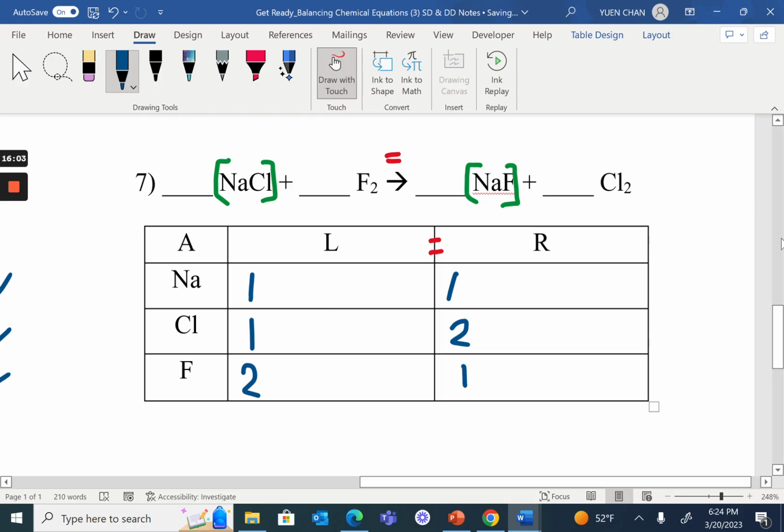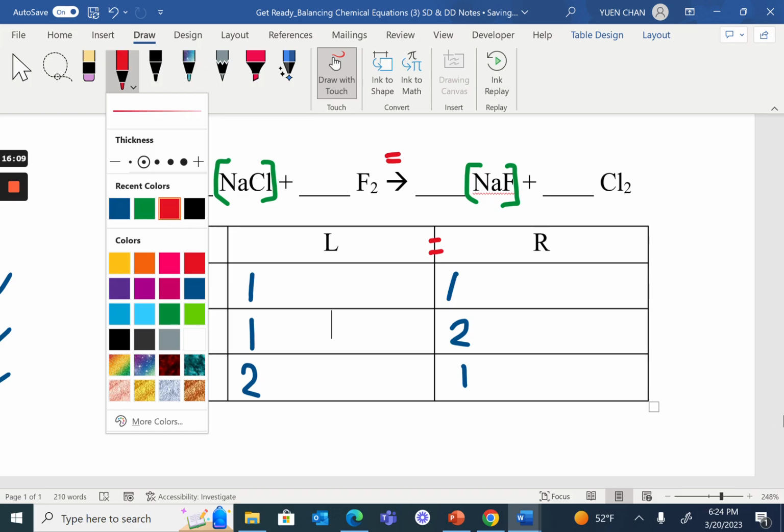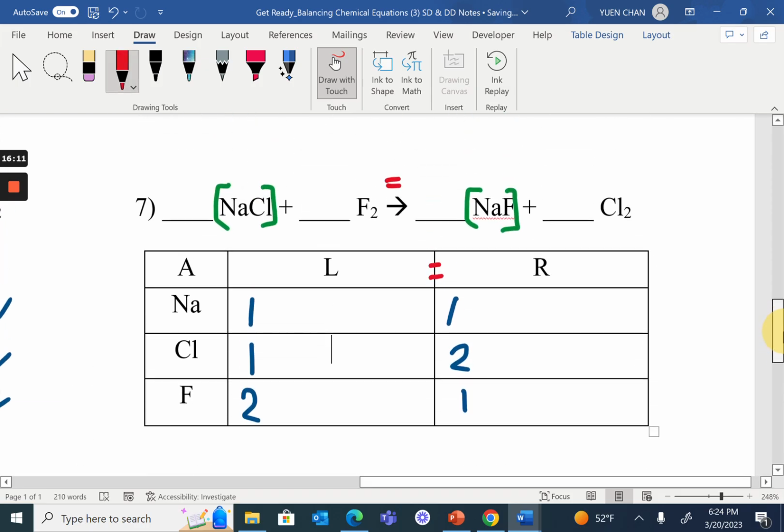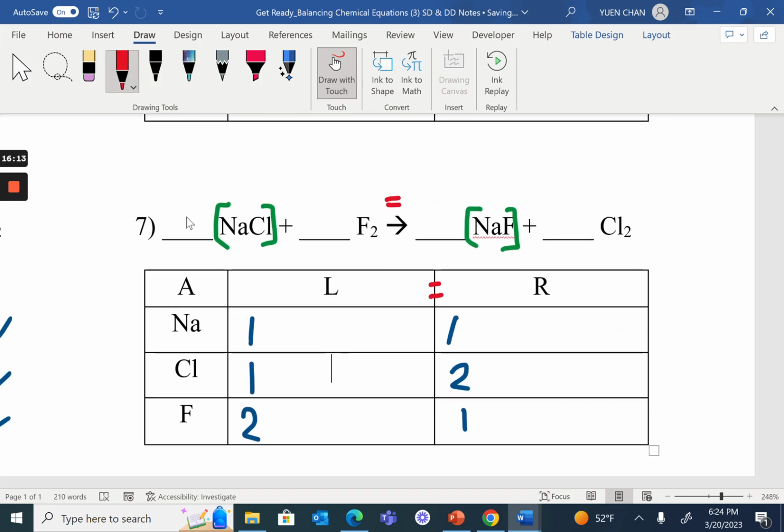So you can choose any one you want to start to balance. Let's say I'm going to balance my Cl by changing the NaCl. I'm going to put the 2 in front of NaCl to make my Cl 2, right? But I also need to change my Na. So my Na will become 2, my Cl will become 2. So now Cl is balanced, but Na and F are not balanced.